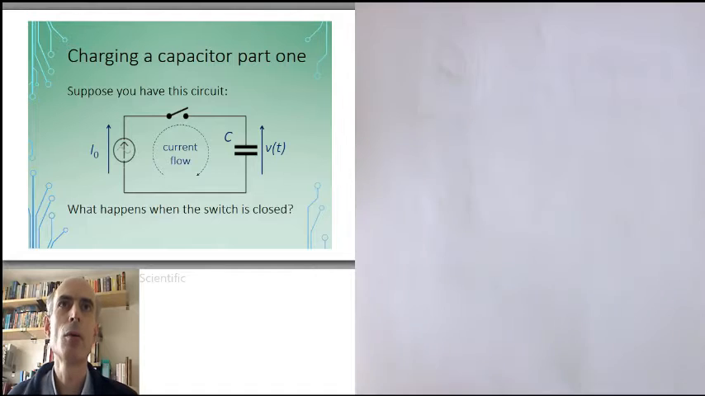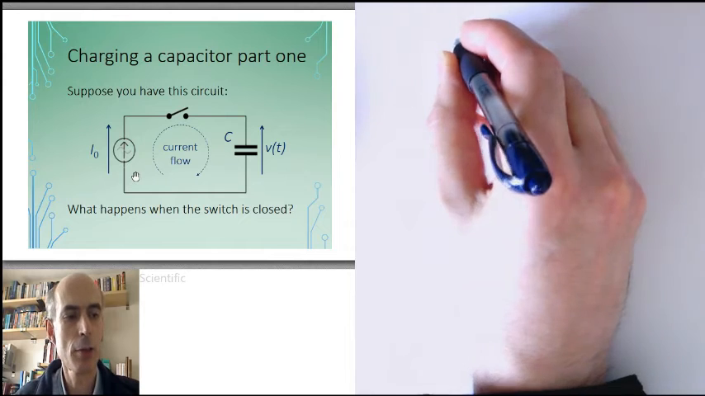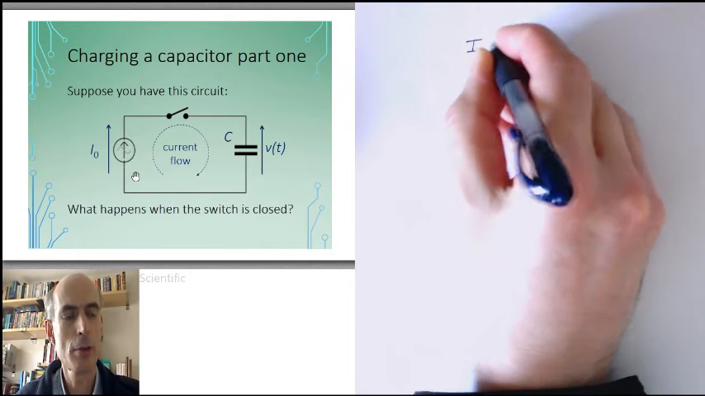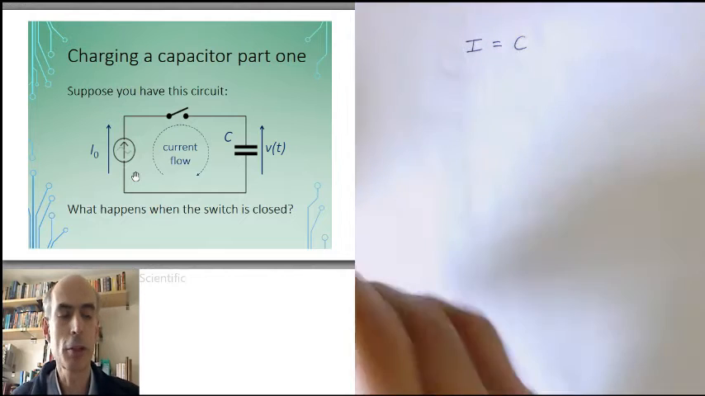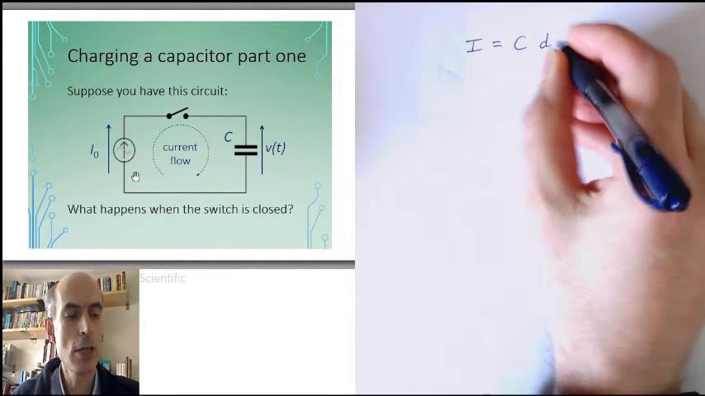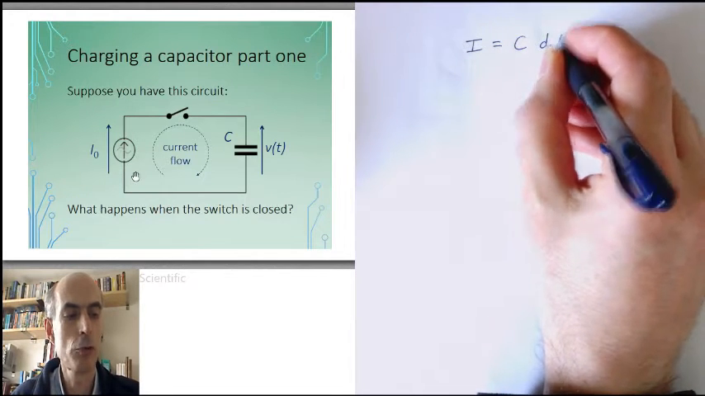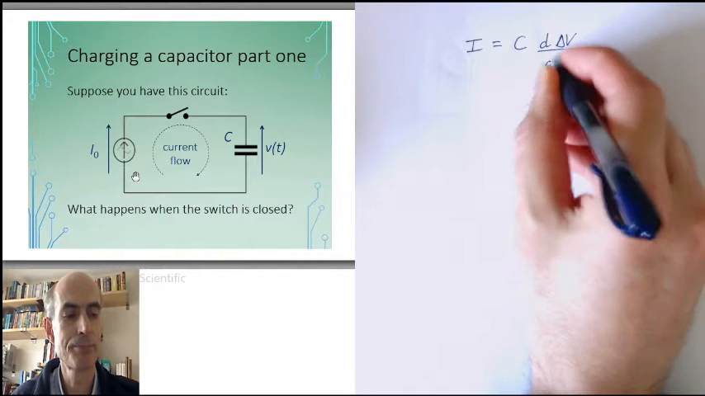We have a capacitor here, and we have a current source here, and we are going to connect them together with a switch. What happens just after we close the switch? Well, what we know about a capacitor is that the current flowing onto one of the plates of a capacitor is the value of the capacitor times the rate of change of the voltage across the capacitor.